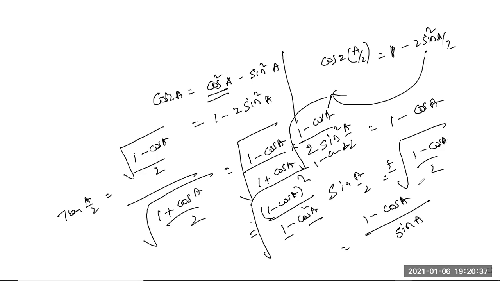So you can use either this one or this one for tan a by 2. Okay, so these are the half angle formulas. The remaining things I think I will explain tomorrow. So only 50 or 60% of it is finished.